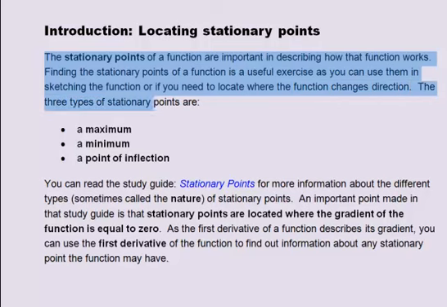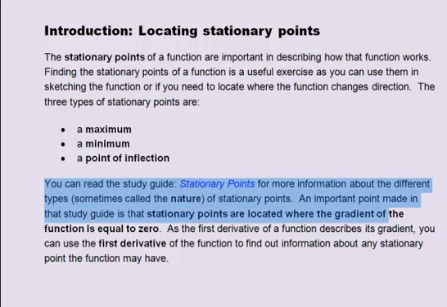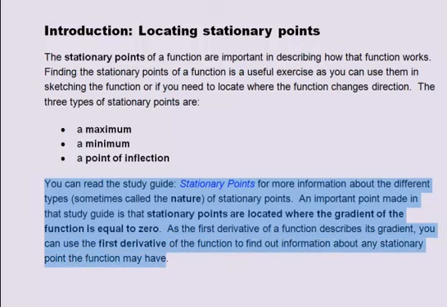The three types of stationary points are a maximum, a minimum, and a point of inflection. You can read the study guide Stationary Points for more information about the different types, sometimes called the nature, of stationary points. An important point made in that guide is that the stationary points are located where the gradient of a function is equal to 0. As the first derivative of a function describes its gradient, you can use the first derivative of the function to find out information about any stationary point the function may have.